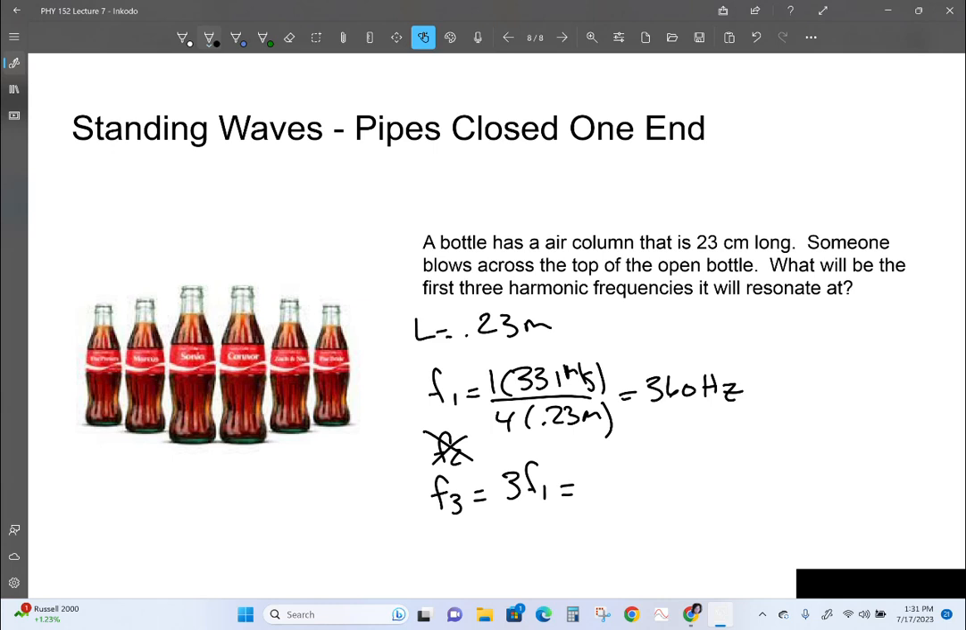And 3 times that would be 1,080 hertz. There is no F4, so the next one, the next harmonic that would form is F5, which is 5 times F1, which would be 1,800 hertz. So just the first 3 odd harmonics will form if the pipe is closed on one end.